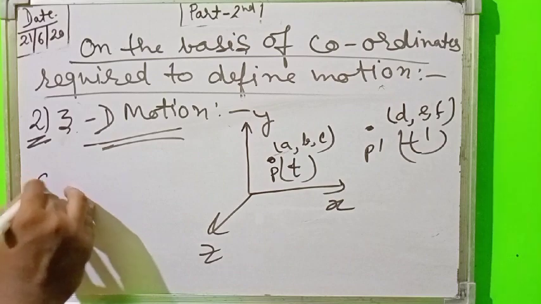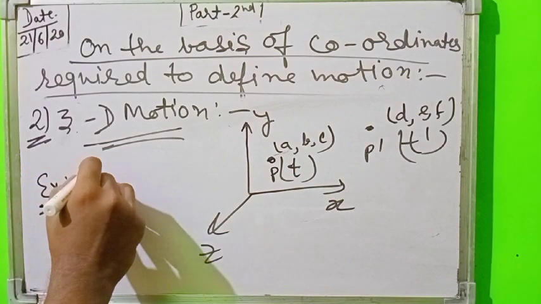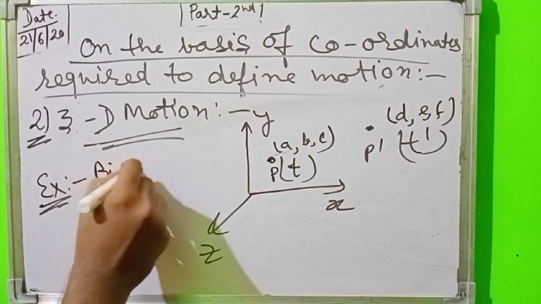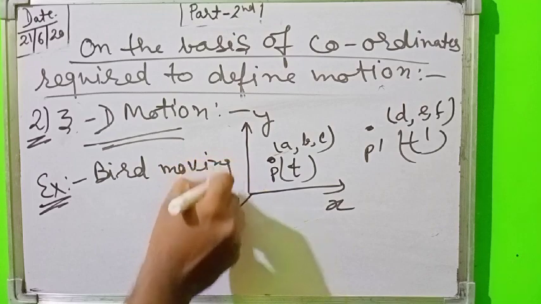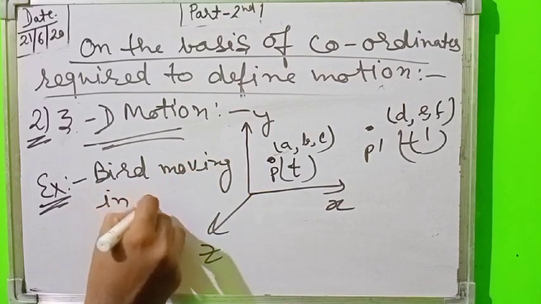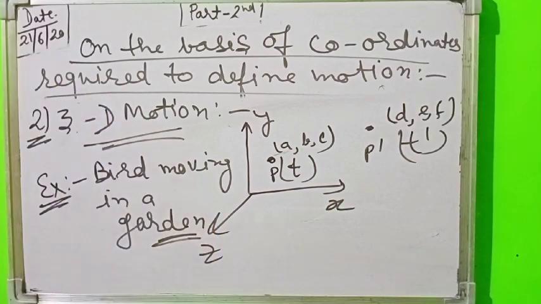The simple example for that is a bird moving in a garden. All the motion which is in space, you can consider as three-dimensional motion.